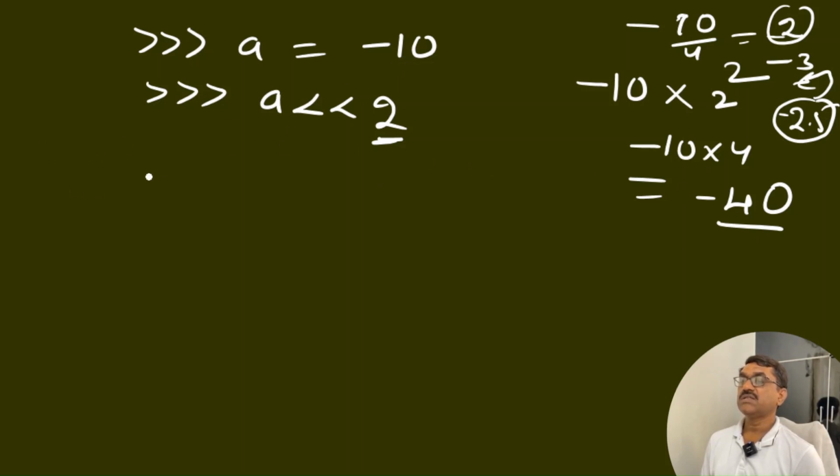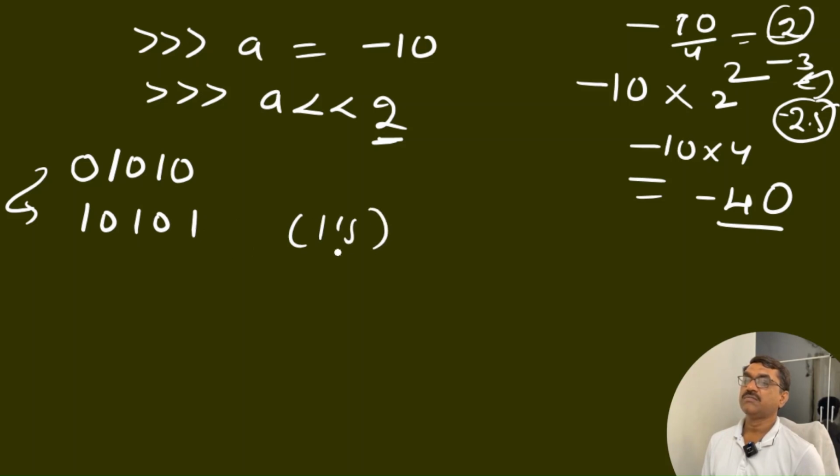See here, minus 10. Just now I said that minus 10 is nothing but 2's complement of 10. Just now I said 10 is nothing but 1010. On the left side we are taking one extra bit to represent the sign. Now to get 2's complement of 10, first I am going to take 1's complement. After that we are adding 1 to 1's complement to obtain 2's complement. Now first convert the zeros into 1's and 1's into zeros. 10101. This is 1's complement.